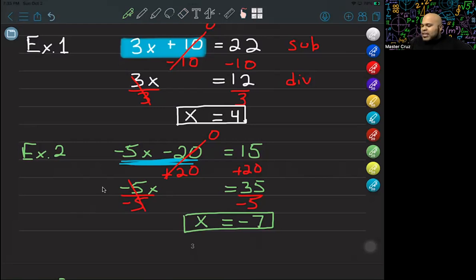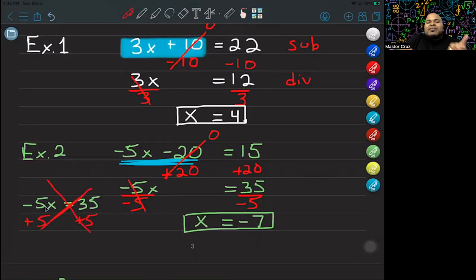Now, when we're in this step, and I'm going to redo it real quick, negative 5x equals 35, I'm going to talk about a common mistake so that you don't make it. All right, people want to add 5 to both sides because they see a negative 5. This is wrong. And the reason why that's wrong is because you're not subtracting 5 from x.